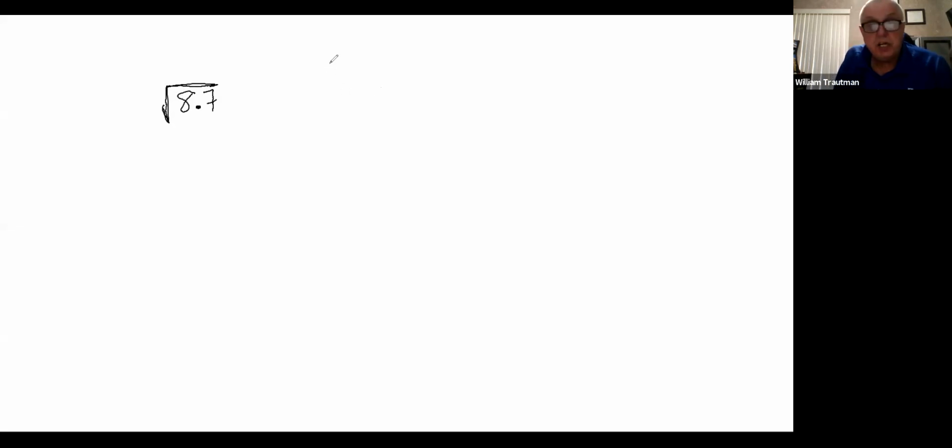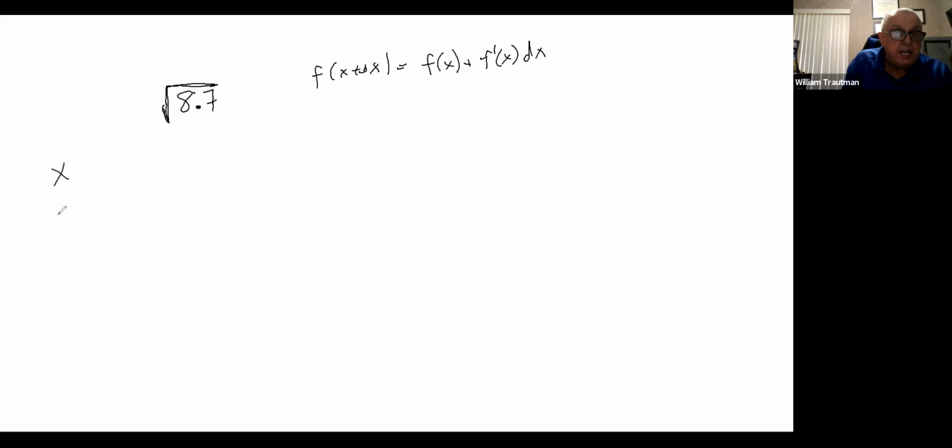So once again, let me start off with our standard formula: x plus change of x, f of x plus the derivative times dx. There's only two things I need to find, x and change of x. Once I have x and change of x, I have to find the derivative, and then I'm okay.